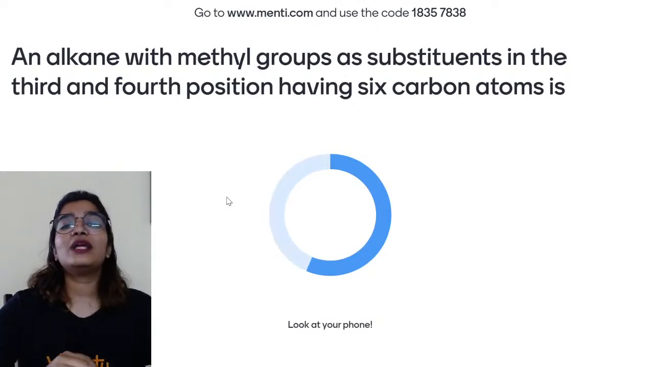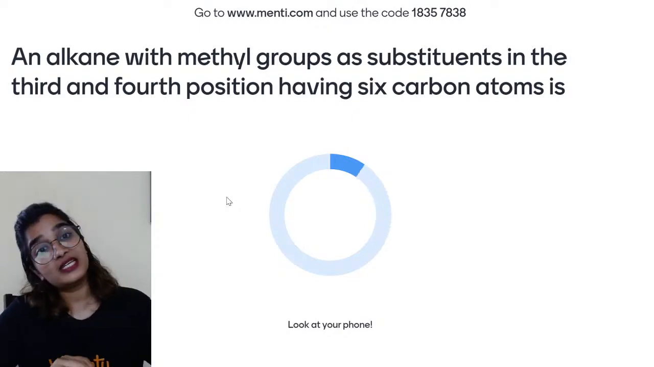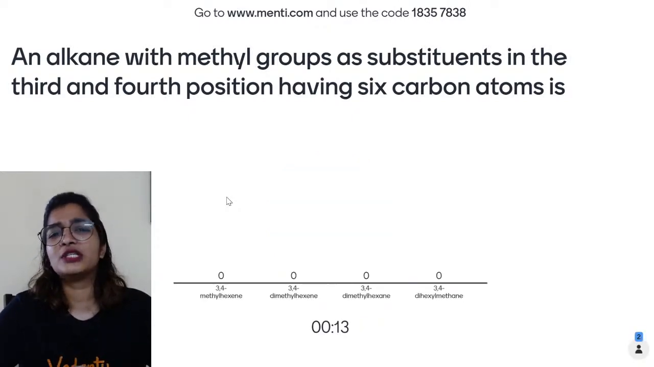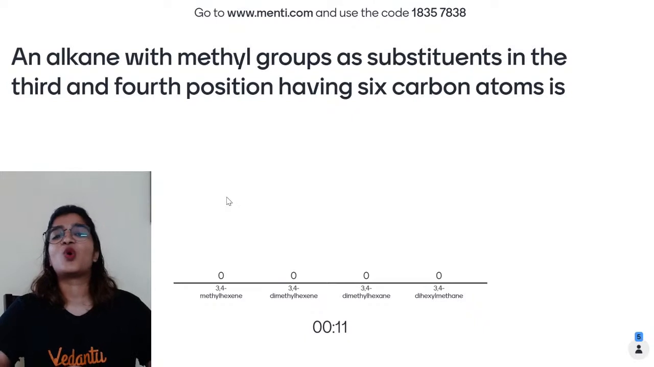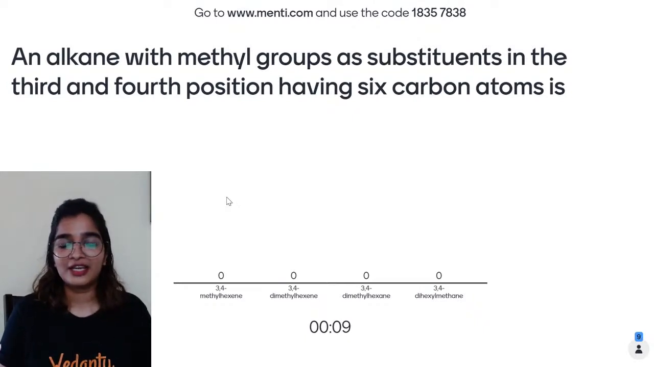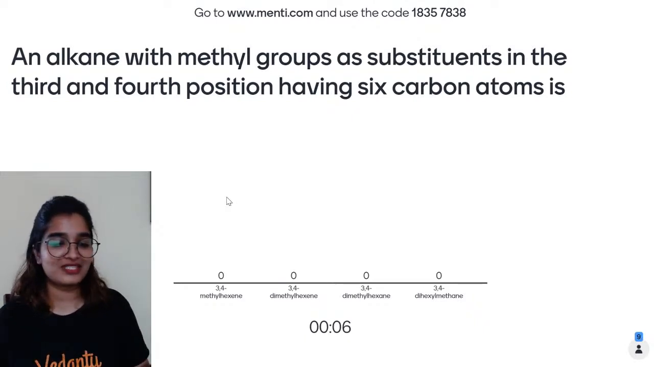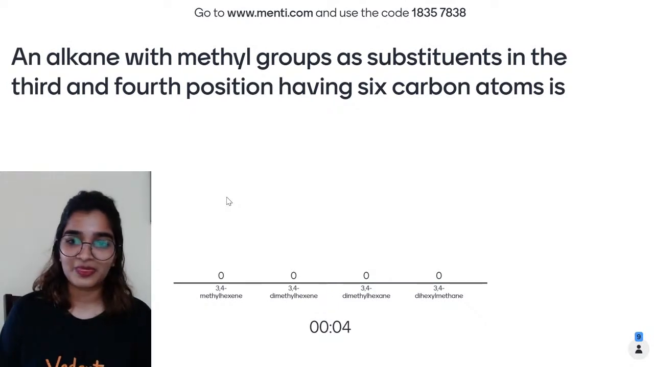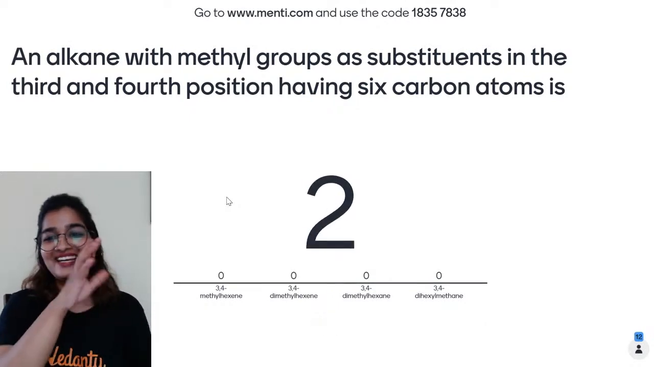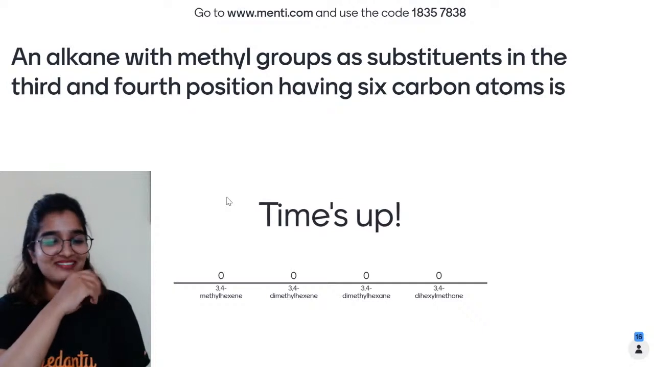An alkane with methyl groups as substituents in the 3rd and 4th position having 6 carbon atoms is... whoa, there is no structure. You have to name it in 5 seconds. Come on. Arey, most of you couldn't even answer, right?